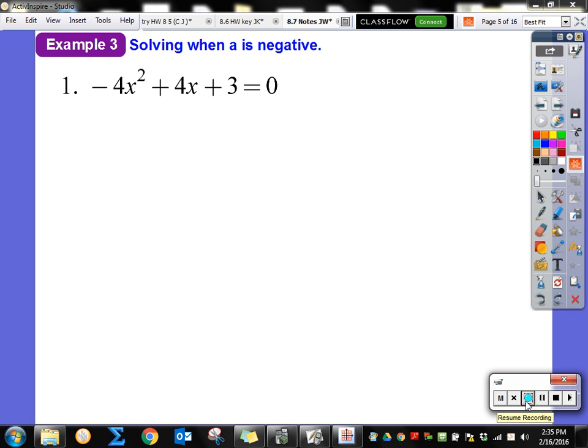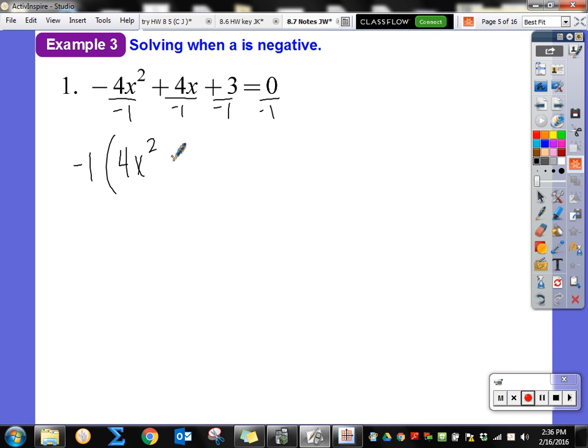This one, but what do you do if there is a negative in front? That your squared term is negative, what do you do? Take it out. You've got to take out a GCF. So you would take out a negative 1, divide everything by negative 1. Technically, you would divide that 0 by negative 1, but we know that's 0. So you have 4x squared minus 4x minus 3 equals 0.